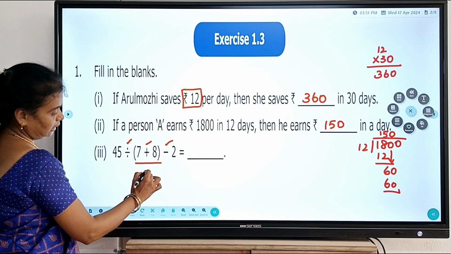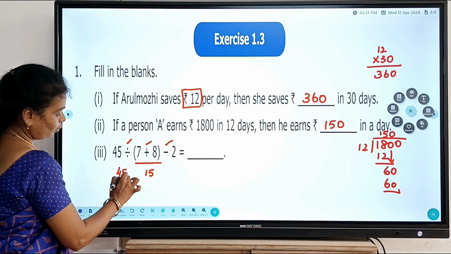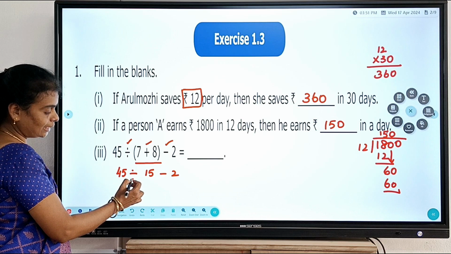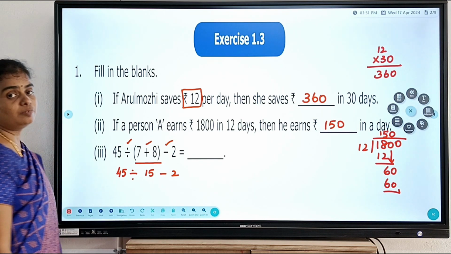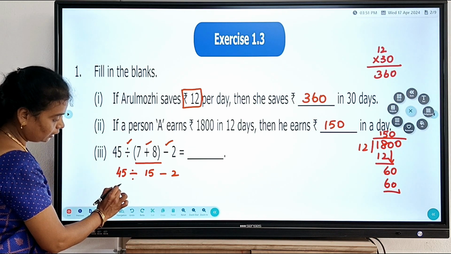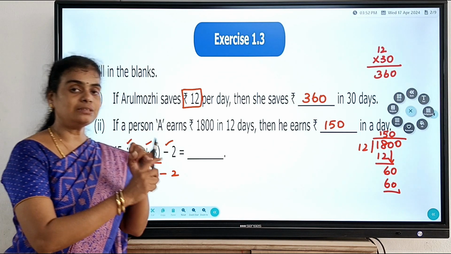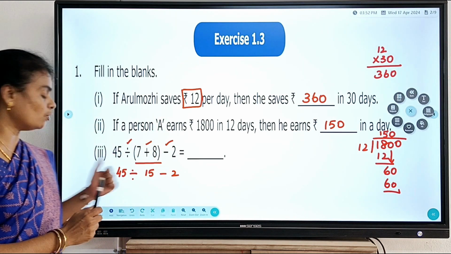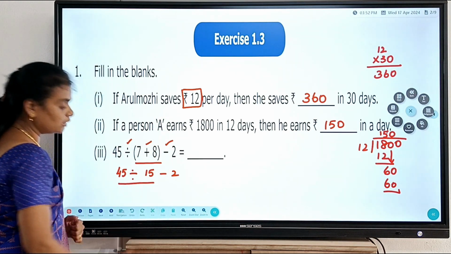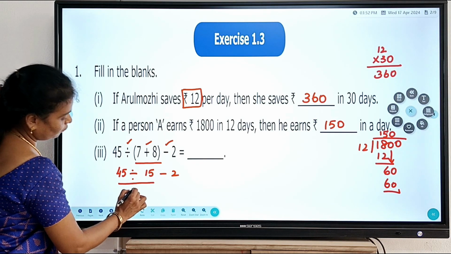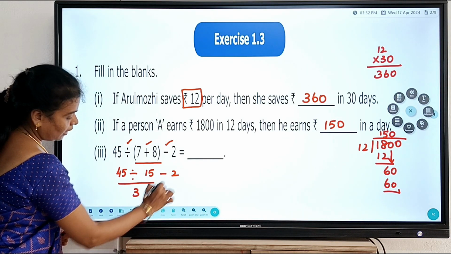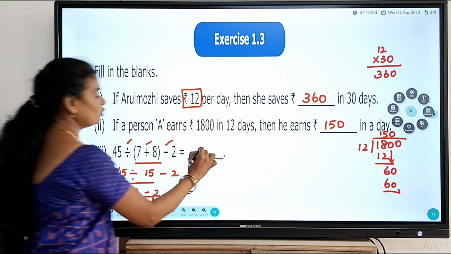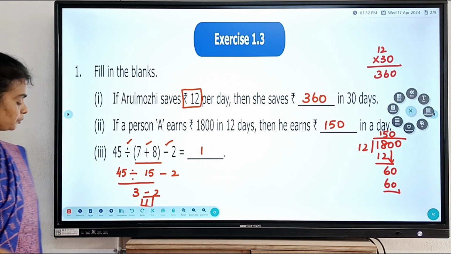What is 7 plus 8? It is 15. So write this 45 here: 45 divided by 15 minus 2. Next, the two signs are now division and subtraction. Which has to be calculated according to BIDMAS? First is brackets, next indices and next comes division. So here we have division and this has to be solved in the next step. 45 divided by 15 is 3 and minus 2. So 3 minus 2 is 1. Therefore, the answer for this equation is 1.